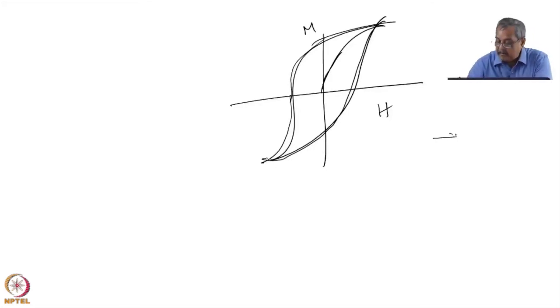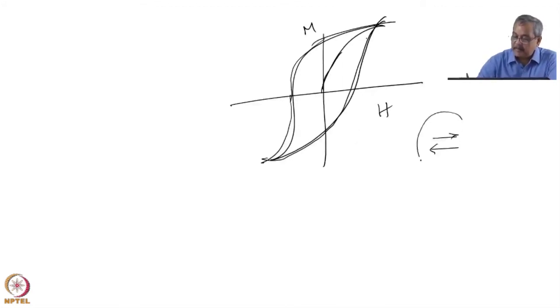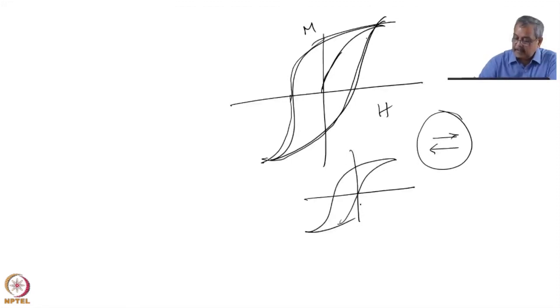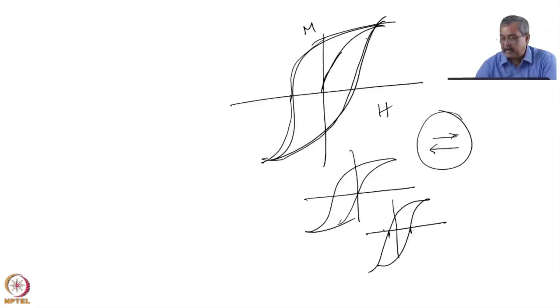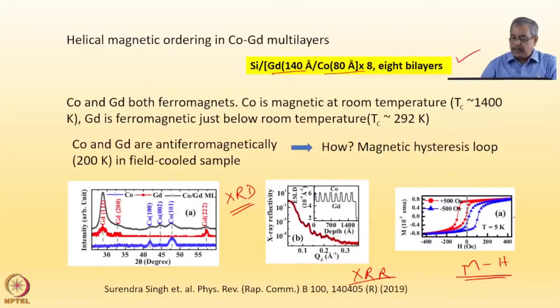But if there is an antiferromagnetic coupling at the interface, then the coupling needs to be broken first in the hysteresis loop. This indicates a shift in the hysteresis loop, either this way or the other way, when the coercive fields in the positive and negative directions are not the same, because in one direction you have to apply a higher field to break it open, and that's what is shown here. That means there is an antiferromagnetic coupling at the interfaces that we can guess from the magnetic hysteresis loop in our gadolinium cobalt sample.